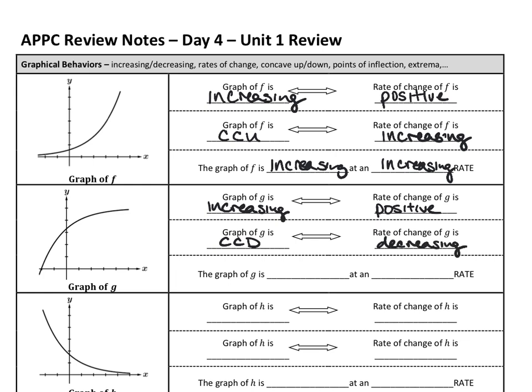So the graph of g is blank at a blank rate. What two words should go there? The graph of g is increasing at a decreasing rate. I know it says an, but we can use correct English: at a decreasing rate. So these two graphs are both increasing, but one is increasing at an increasing rate and one is increasing at a decreasing rate.